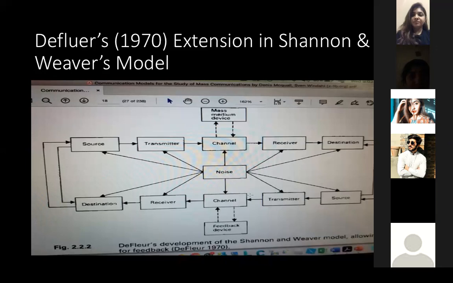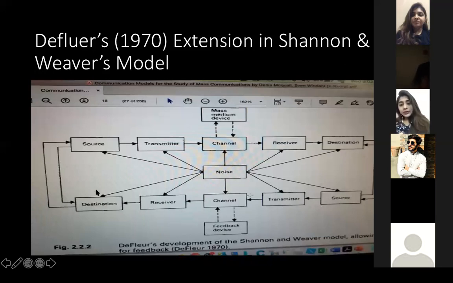Yes, so that is feedback. That is an example of feedback. Again, same information source from source to transmitter to channel to receiver and then destination. However, he said that when the element of feedback comes into it, the destination audience becomes source, and then they use the same medium, and that is how feedback is produced.